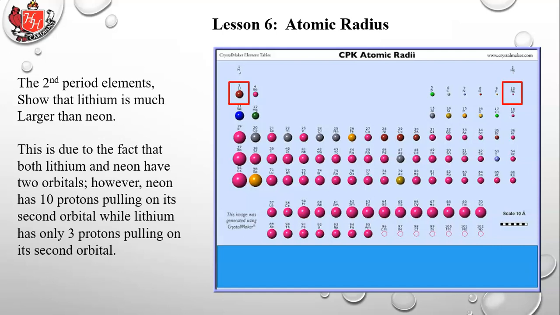This is due to the fact that both lithium and neon have 2 orbitals. However, neon has 10 protons pulling on its second orbital, while lithium has only 3 protons pulling on its second orbital, and therefore neon pulls in its electrons much more tightly and much closer than does lithium.